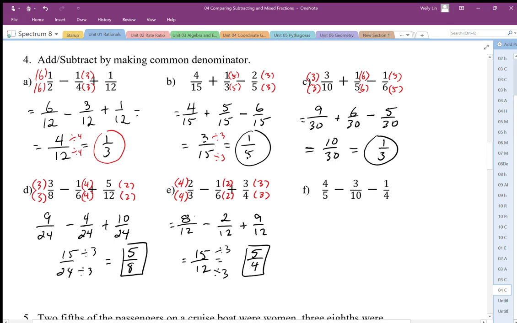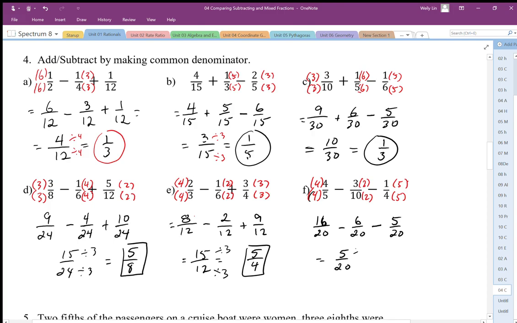Lastly here, it looks like the common denominator is going to be 20, so we're going to use our times 4 times 4, times 2 times 2, times 5 times 5, and that gives us our new fraction with the same denominator of 20. Okay, so our 4/5 is 16 over 20 minus 6 over 20 minus 5 over 20. Okay, and this works out to be, looks like 5 over 20.